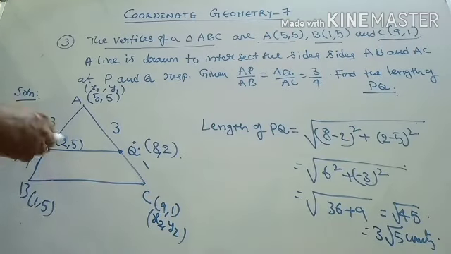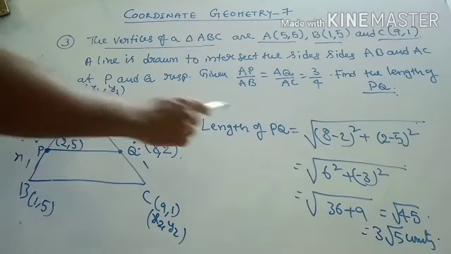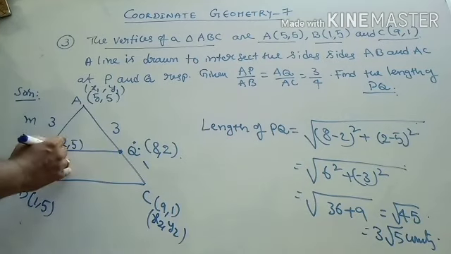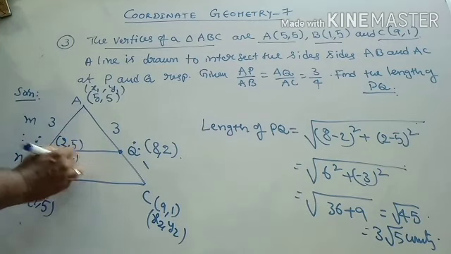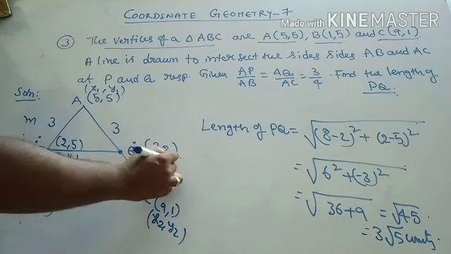Now we know P, we know Q. The length of PQ is nothing but, if you treat this as x1 comma y1 and this as x2 comma y2.